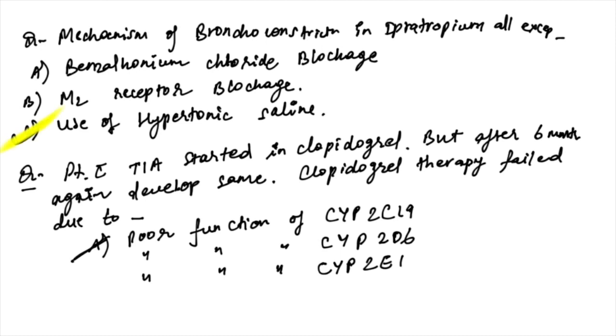Now mechanisms of bronchoconstriction, all are except: the use of hypertonic saline is not a mechanism for bronchoconstriction. M2 receptor blockage and chloride blockage are mechanisms for bronchoconstriction.